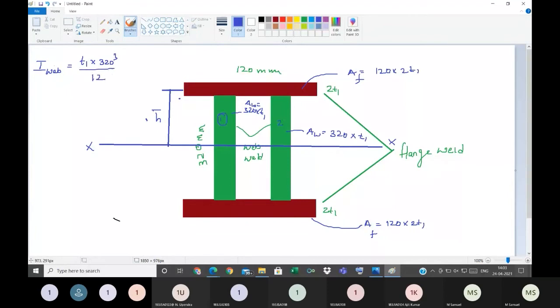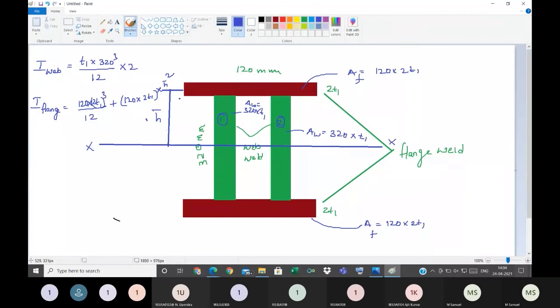We have 2 of these, this one and this one, so multiply by 2. So what do you get? Now I web is equal to this value. So now go for I flange. Just calculate it from this. Here, BD cube by 12, with B as 2 times T1, plus the area, B into D, into h bar square. Isn't it right?